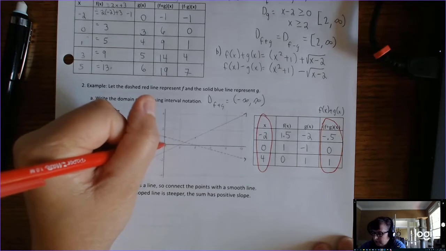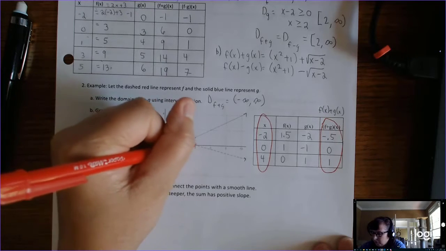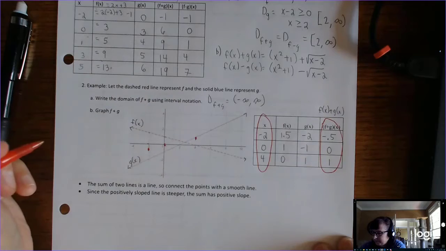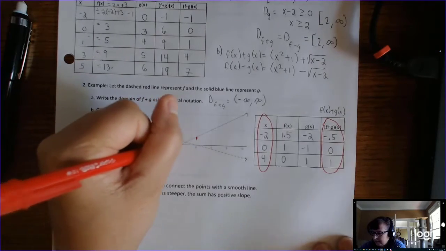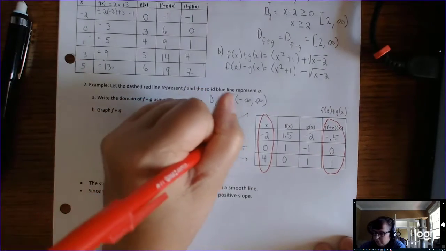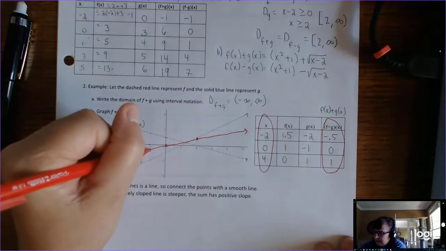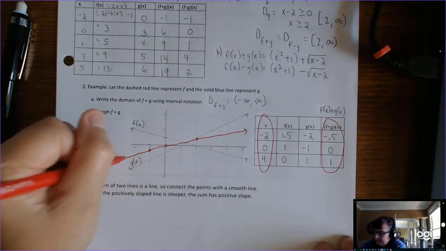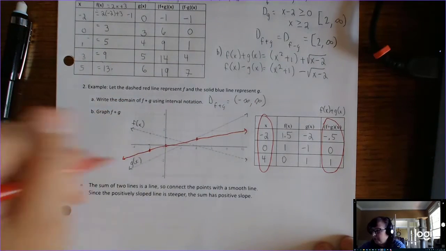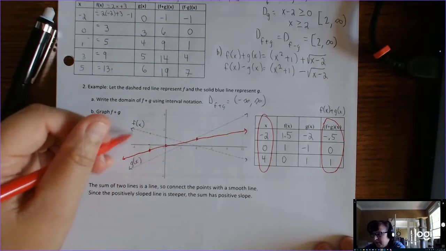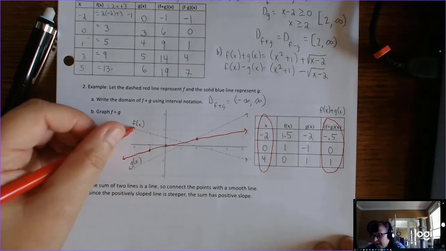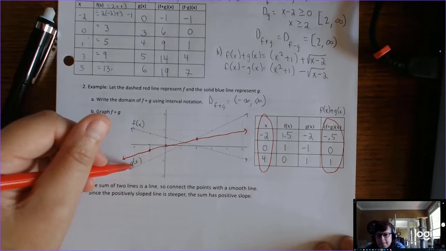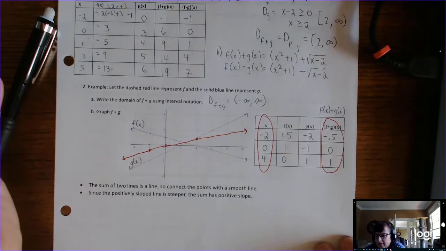0, 0 would be right here. And 4, 1 would be right here. And then you can just connect the dots, because these 3 ordered pairs just represent the 3 points that you're using to graph. And I knew it was going to be a line, because when you add a line and another line, this is where symbolically it might be helpful to see.